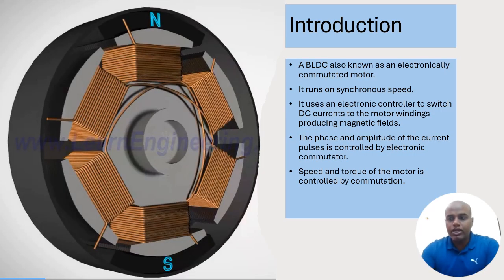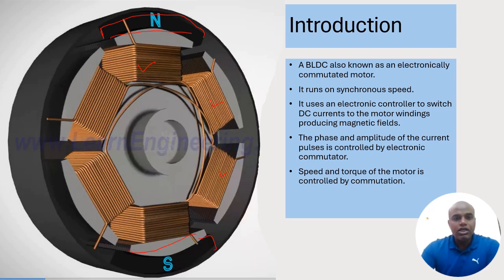So let's quickly see the introduction of a BLDC motor after checking how it is different from the brushed DC motor. The BLDC motor is an electronically commutated motor. We know that the BLDC motor has no commutator or brushes. The stator windings are shown here, and the rotor is shown here with the two poles. This is the N pole, and beneath it is the S pole.